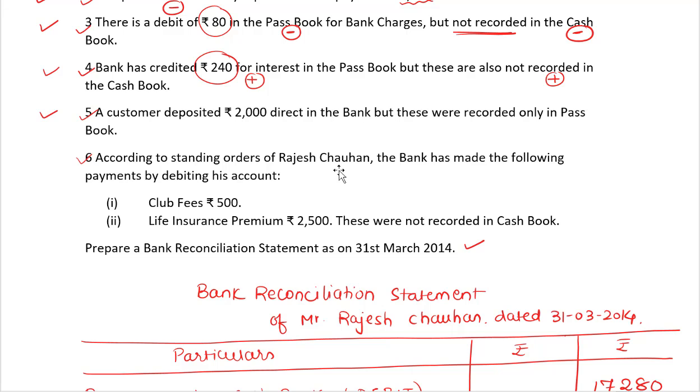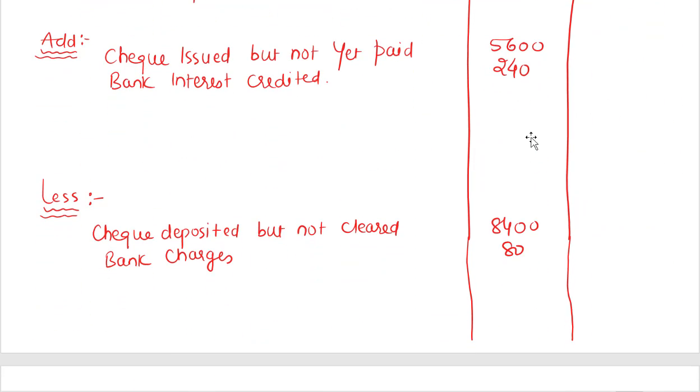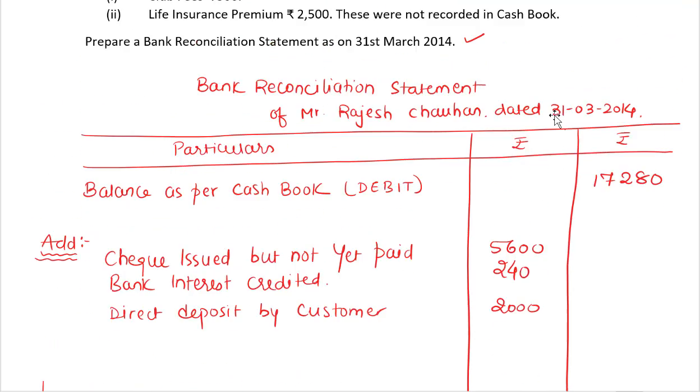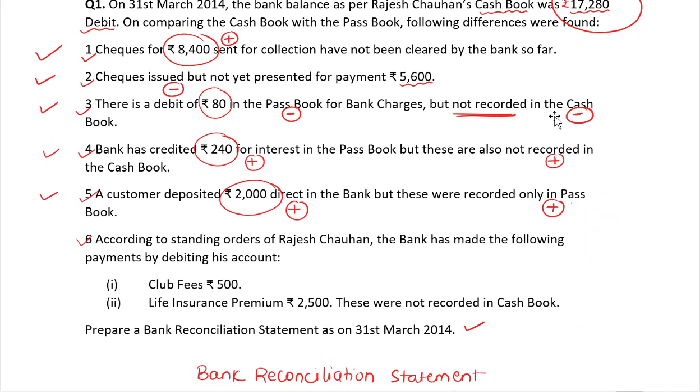Let's see point number 5. A customer has deposited 2000 directly into the bank account. That means 2000 would be added in the passbook. In the cash book, we have no information. So we will record it in the cash book also and we will add 2000 in the cash book. Write over here, direct deposit by customer 2000. Point number 5 is also done.